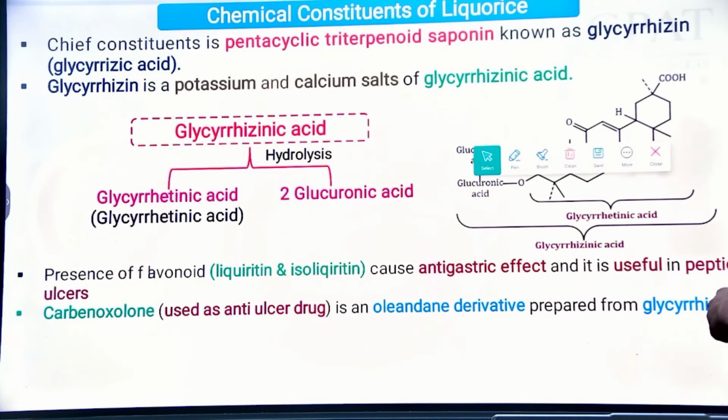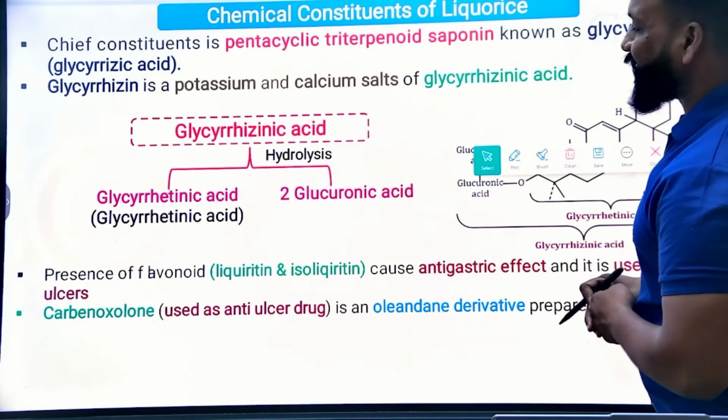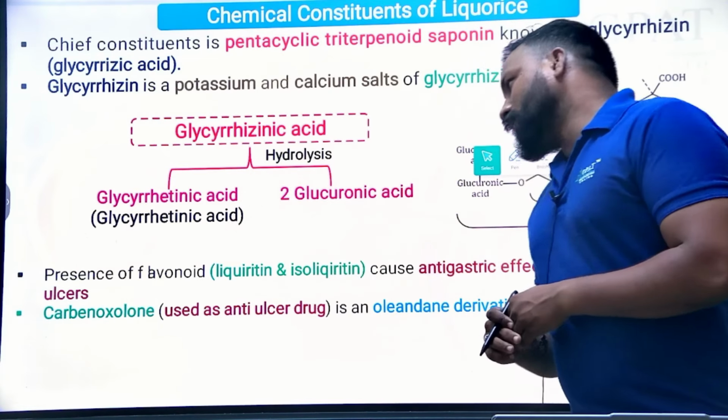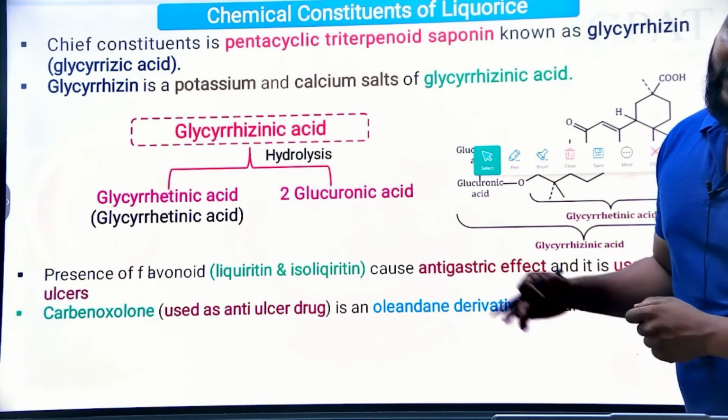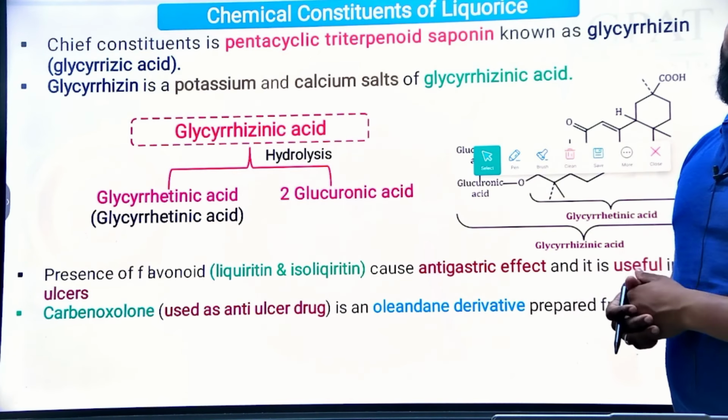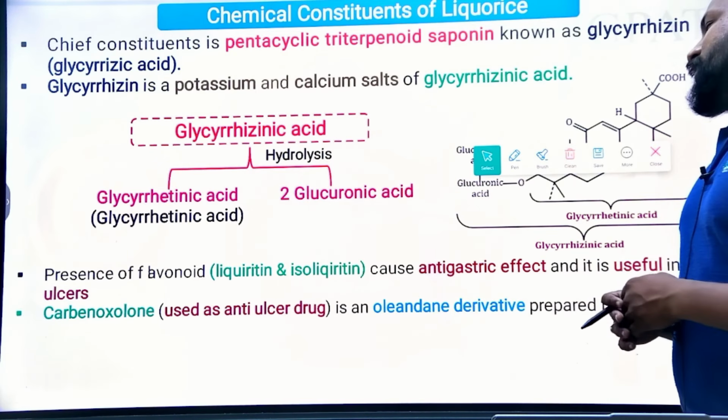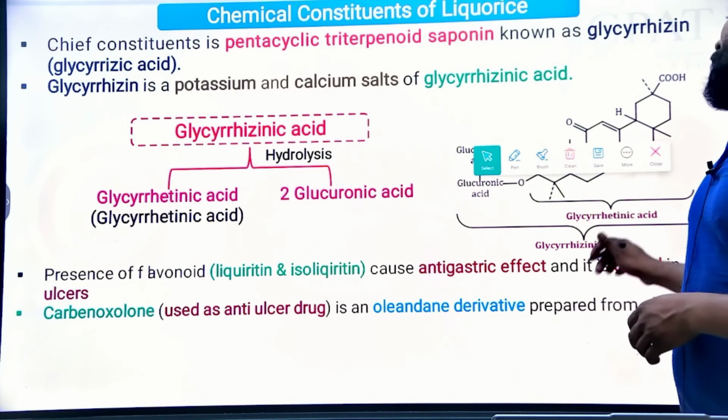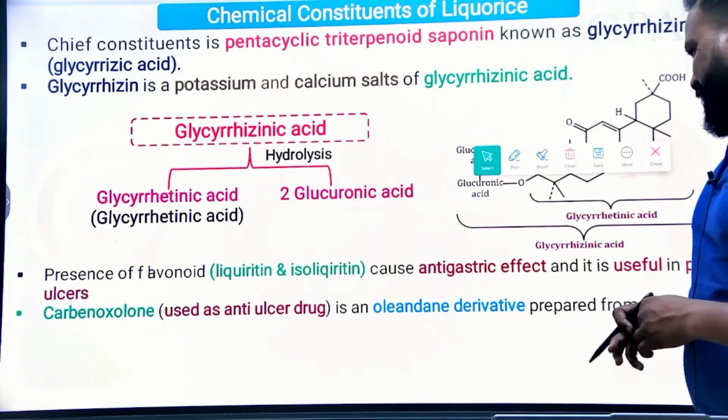Here, it has anti-gastric effects and is useful in peptic ulcers. It is also known as carbenoxolone, used as an anti-ulcer drug. Commercially, it is prepared as carbenoxolone, used in the treatment of ulcers. So that's the reason statement C is correct.